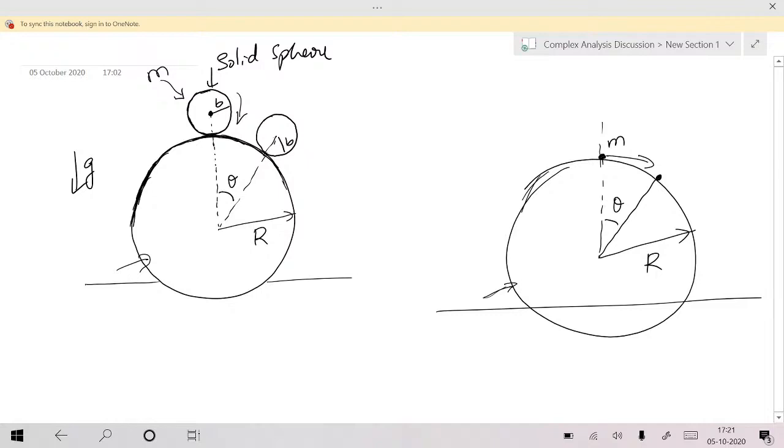Different objects will leave the sphere at different angles. We shall see that one, what it depends on and so on. Now I hope you understood the question.